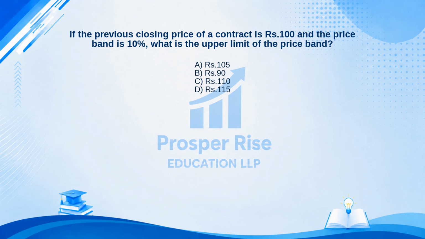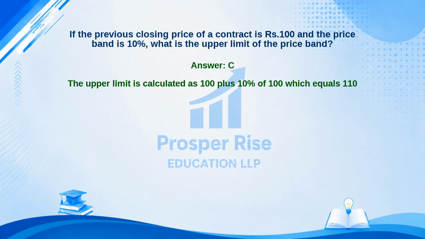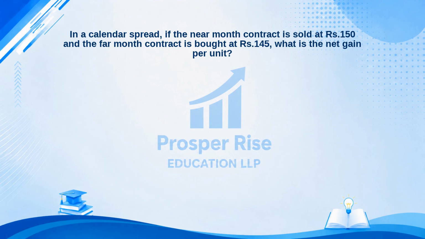The correct answer is Option C. Let's see why. The upper limit is calculated as 100 plus 10% of 100, which equals 110. Let's tackle this exam question.